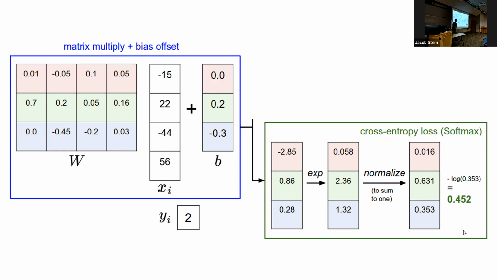Now you'll notice here that we're calling that loss something different now. We're calling it a cross-entropy loss. What on earth is that? Well, it turns out that it's the same thing as the negative log likelihood loss. And we're going to explain why that is the case.